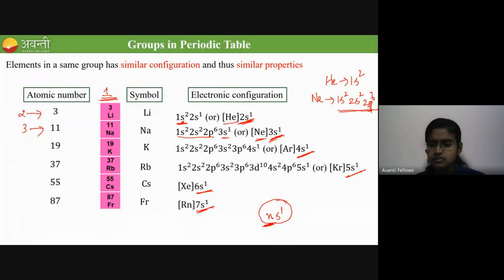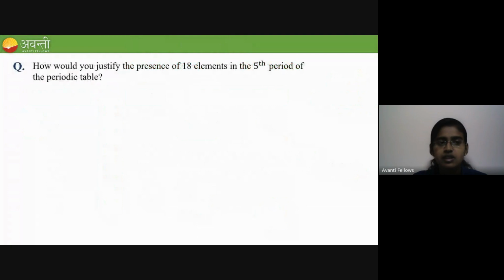Okay. Yeah. How would you justify the presence of 18 elements in the fifth period of the periodic table? Can anyone answer for this? How do you give the justification for the presence of... yeah, it is Nargis. Okay, Nargis. Good. Very good. Fine. Now you guys try to answer this question. How would you justify the presence of 18 elements in the fifth period of the periodic table? I told, right? Each period contains specific elements. So how do we justify?